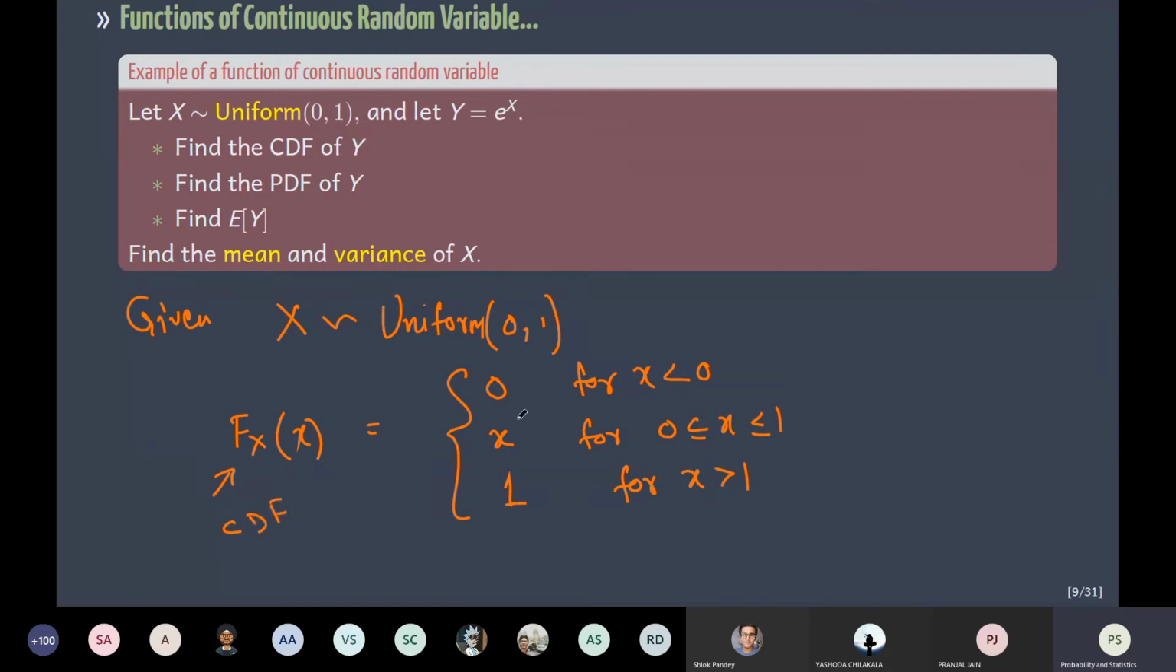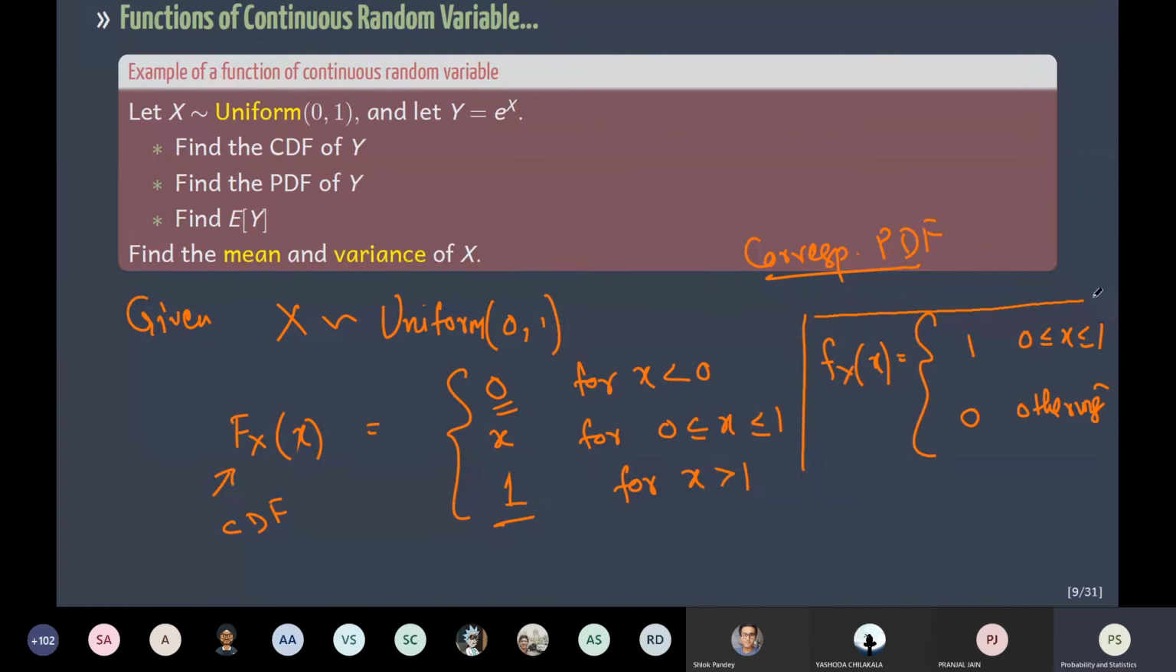We know this for the uniform distribution with parameters 0 and 1, and the corresponding PDF. So the corresponding PDF is obtained by differentiating, right? So it remains 0 for the outer cases, but between 0 and 1 it will be 1 for 0 less than or equal to x less than or equal to 1, and it is 0 otherwise. Because for this part differentiation will be 0, for this part differentiation will be 0. So this is our PDF, okay, and this is our CDF.